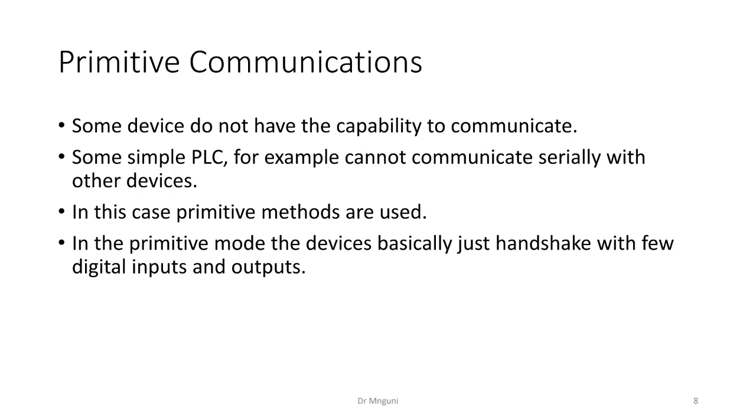And when the program is complete, the robot will actually notify the PLC and say, the program is complete. And how does it do that? It does that by a simple yes or no binary information, high or low. So that process is just a basic primitive communication.